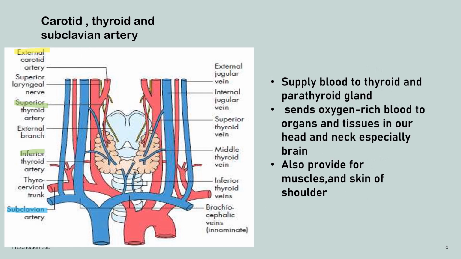The second blood supply is the carotid, thyroid, and subclavian artery. For the carotid artery, it has an external carotid artery. This is the location. The superior thyroid artery, inferior thyroid artery, and this is the location of the subclavian artery. It will supply the blood to the thyroid and parathyroid gland. It sends oxygen to organs and tissue in our head and neck, especially to our brain.